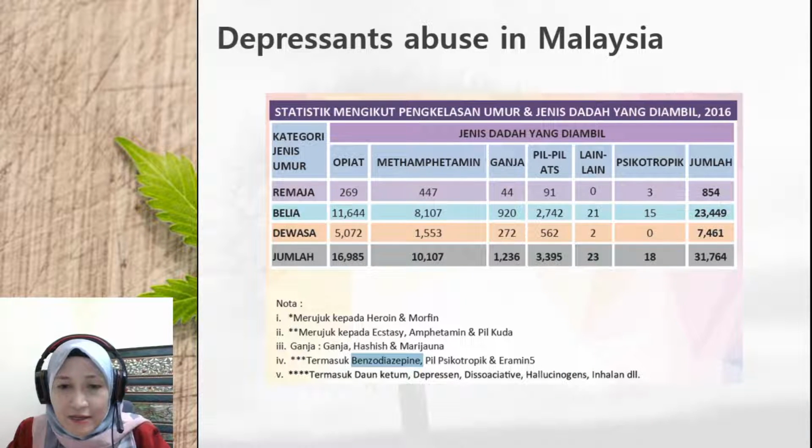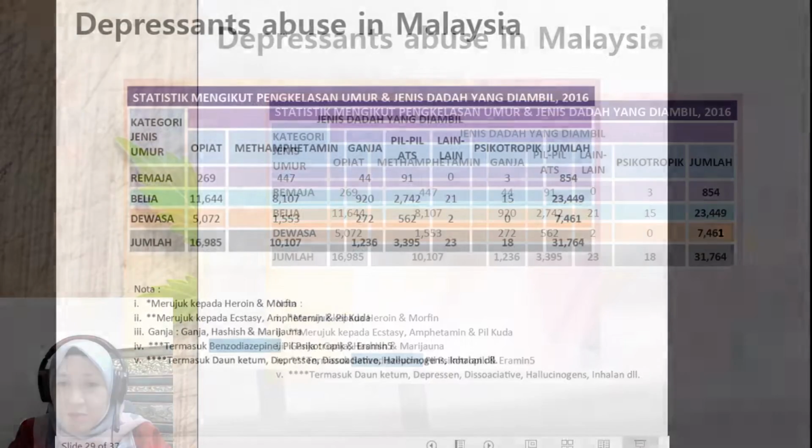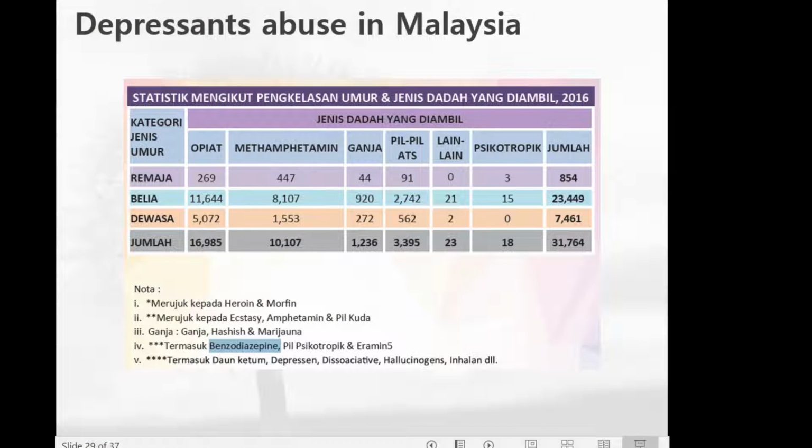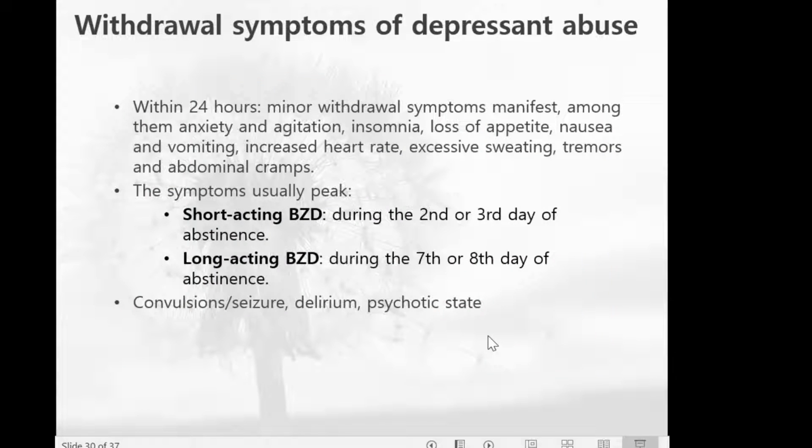So these are the scenarios in Malaysia. It's probably changing now, but the depressant belongs to the others. So jenis dadah yang diambil, so it's the others type. It's not that much, but we can see here that the teenagers are using it more than the adults.